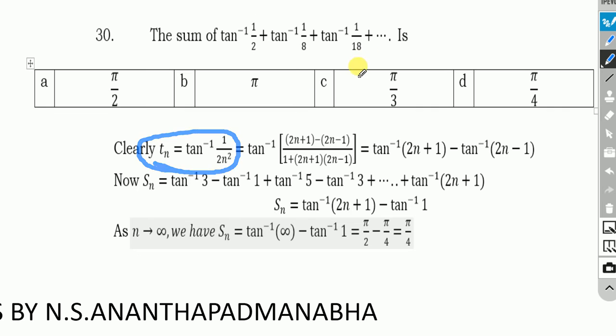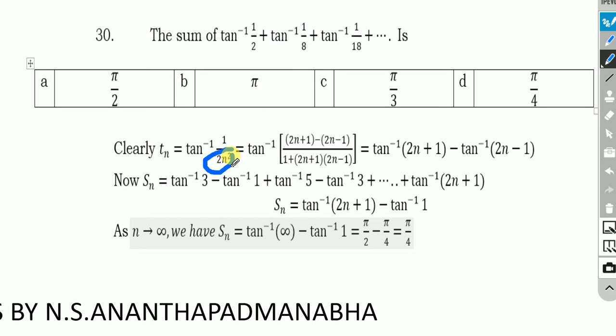We can check. When n is equal to 1, I have tan inverse of 1 by 2. When n is equal to 2, 2 square is 4, 4 into 2 is 8, that is tan inverse of 1 by 8. When n is 3, 3 square is 9, 9 2s are 18. So tan inverse of 1 by 18.